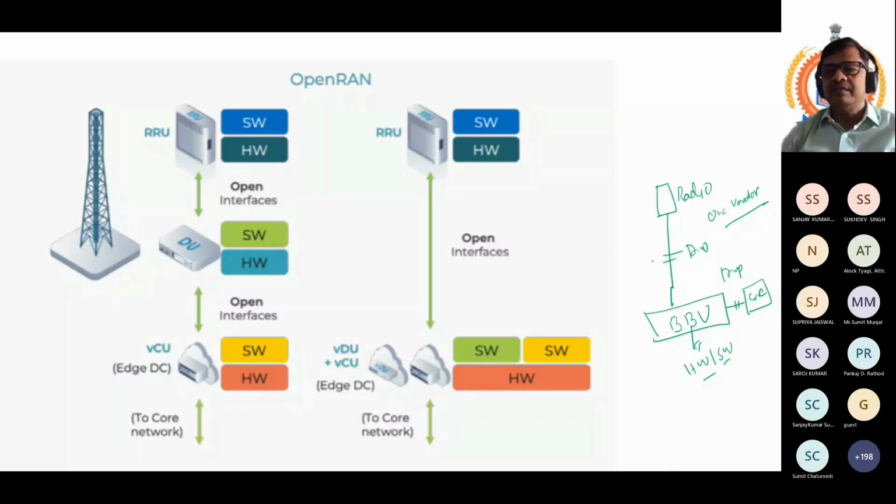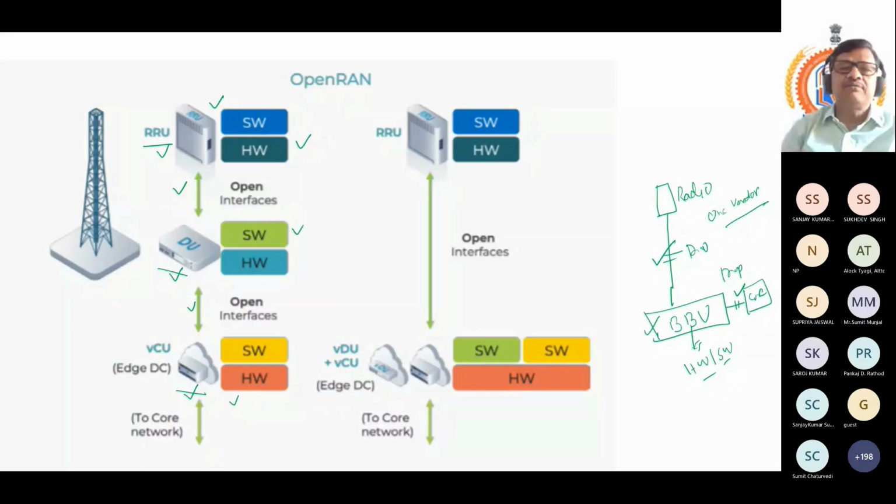With Open RAN, this interface has been made open. This BBU has been disaggregated into software and hardware. Now you can deploy BBU software onto COTS or generic hardware. So that's the Open RAN. So what they have done, they have divided this BBU into three parts. One, we call it remote radio unit. Second, we call it distributed unit. And third, we call it central unit. And interfaces between all three are made open. And then the RRU is also software deployed on specific hardware.